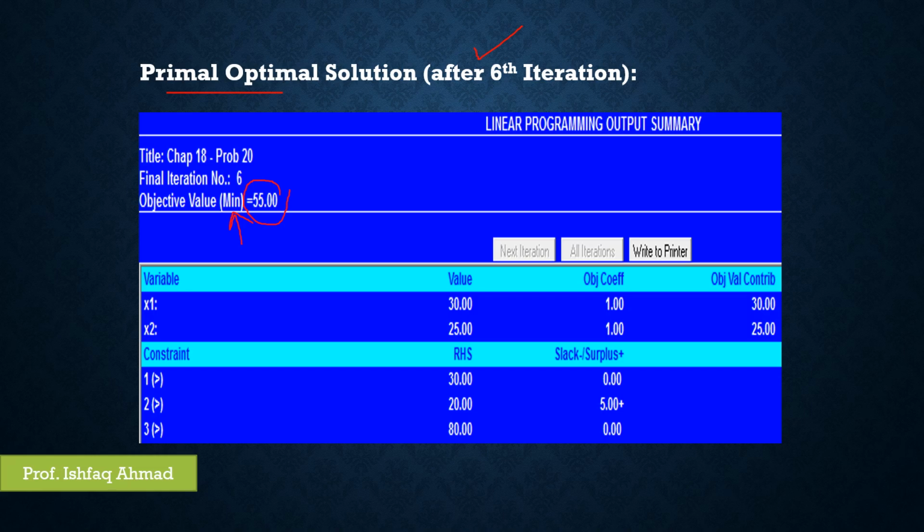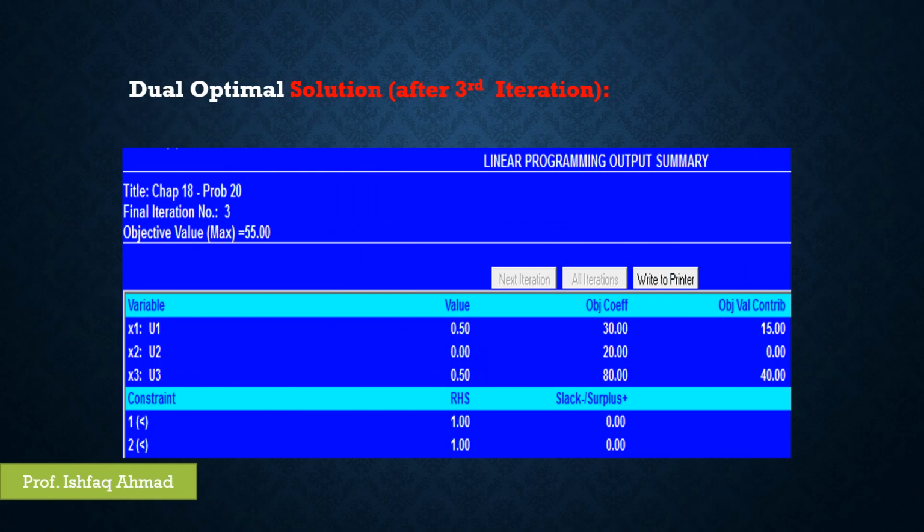We have decision variable values like 30 and 25, and their contributions are 30 and 25 again, as their coefficients were 1 and 1. So we have solved the primal problem, and now the dual problem solution, again from TORA. That was after the 3rd iteration. We were able to find the optimal solution, and please note the optimal value is the same for primal and the dual.